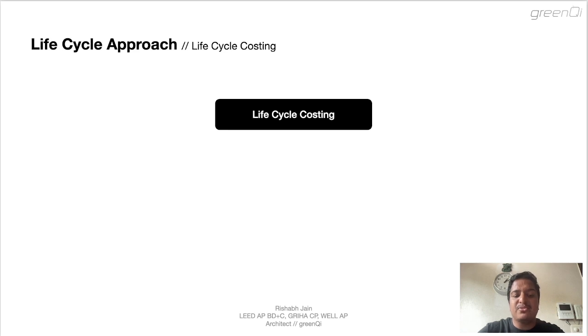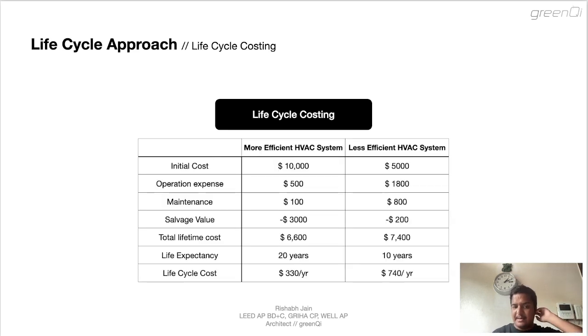The LCC helps us choose a system with cheaper life cycle costs so that the building in its operation phase helps you save money. Let me explain this to you through an example. Let's say a client wants to buy an HVAC system and has approached you to help him choose a system.